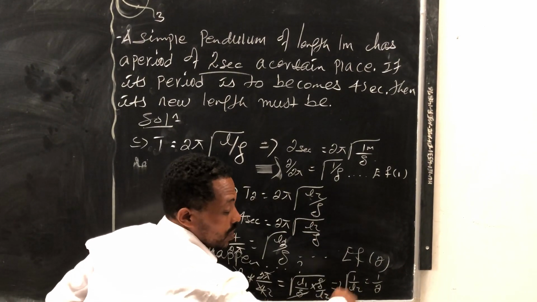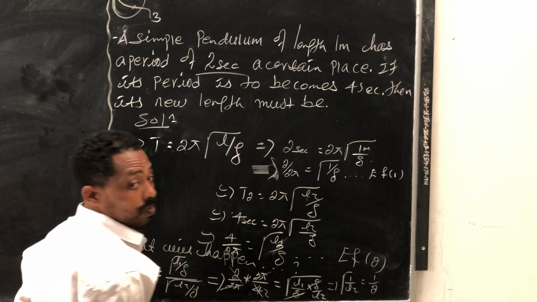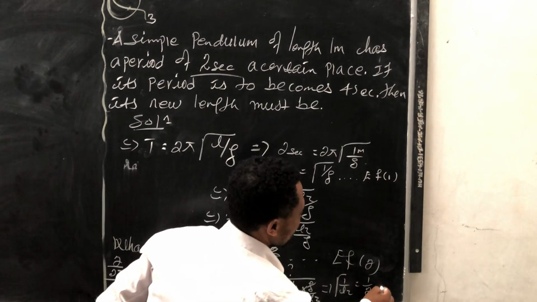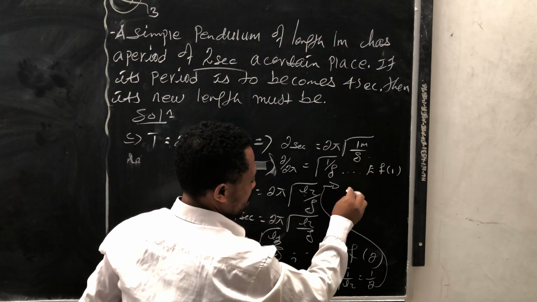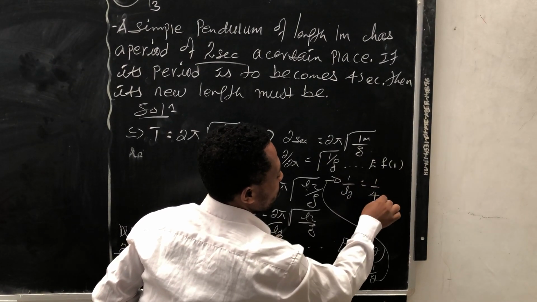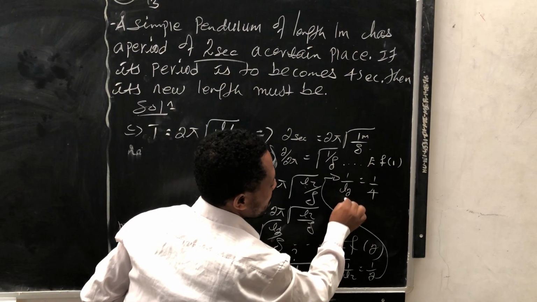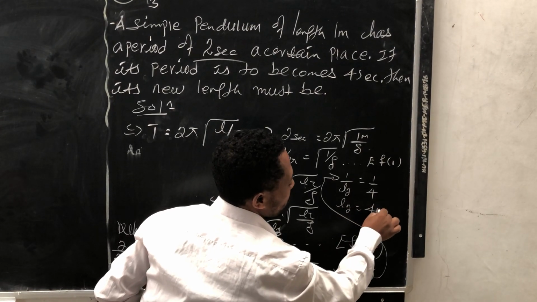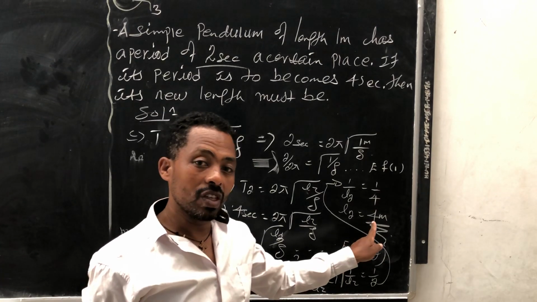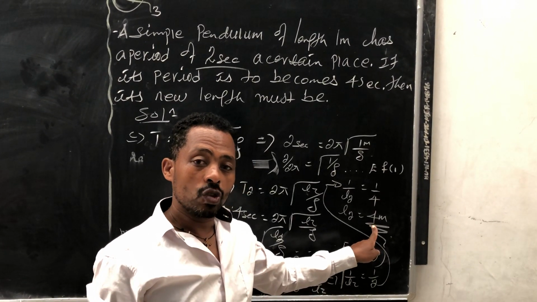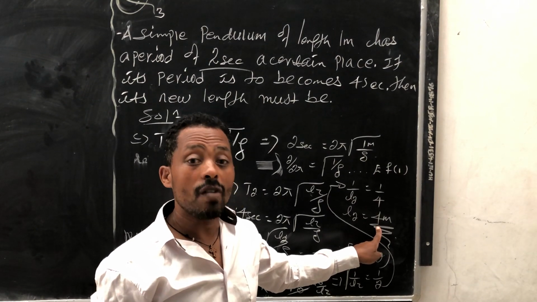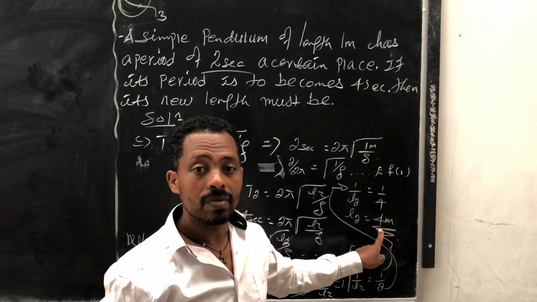So what you have to do is square both sides. And then this becomes 1 over L2 equal to 1 over 4, and L2 becomes simply 4. We did it, my dears. From this, what you understand is that for the period to be doubled, the length of the pendulum should be quadrupled.